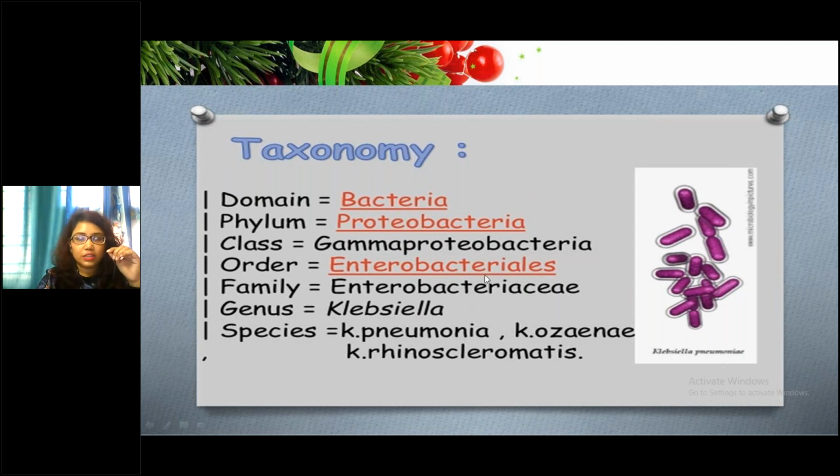So it belongs to Enterobacteriaceae. It has been taught in the chapter of Enterobacteriaceae, where Escherichia coli, Proteus, and others are there. So there are different species like Klebsiella pneumoniae, Klebsiella ozaenae, and Klebsiella rhinoscleromatis, which causes rhinoscleroma. So it is basically a gram-negative non-motile organism.